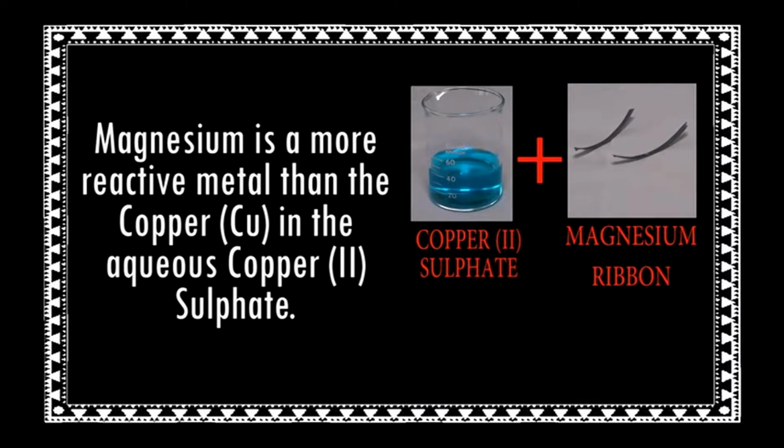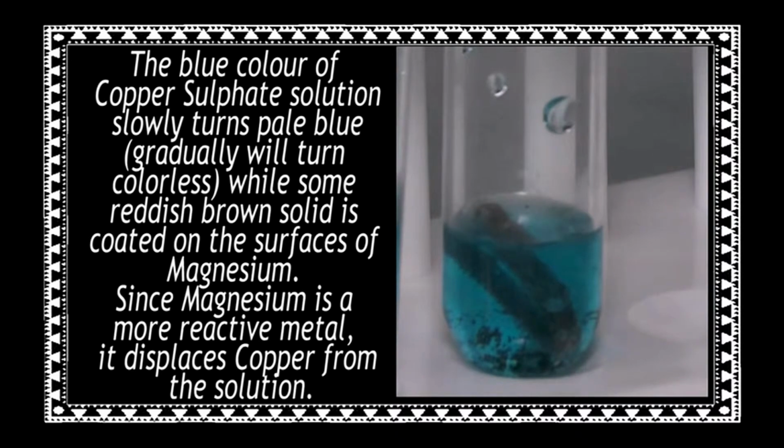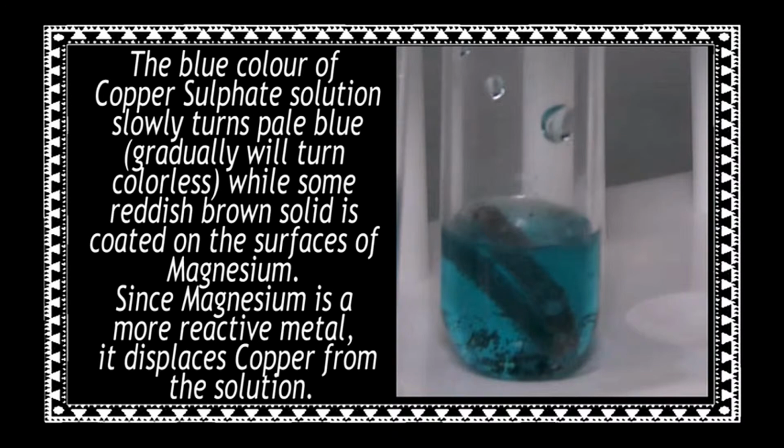Magnesium is a more reactive metal than copper. In the aqueous copper(II) sulfate, the blue color of the copper sulfate solution slowly turns pale blue. Gradually, it will turn colorless, while some reddish brown solid is coated on the surface of the magnesium. Since magnesium is a more reactive metal, it displaces copper from the solution.